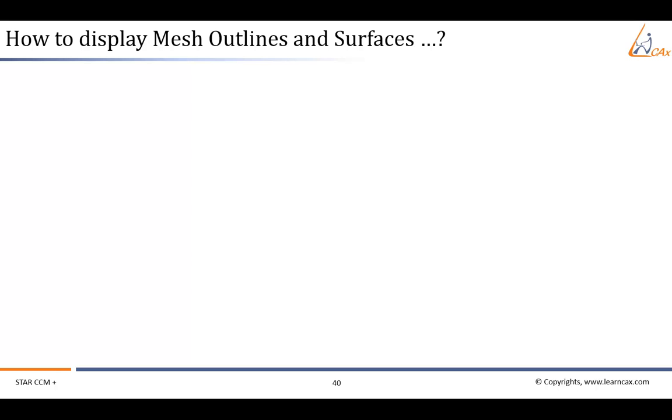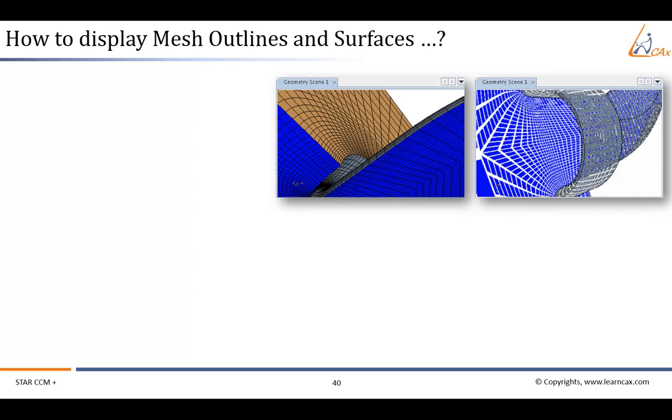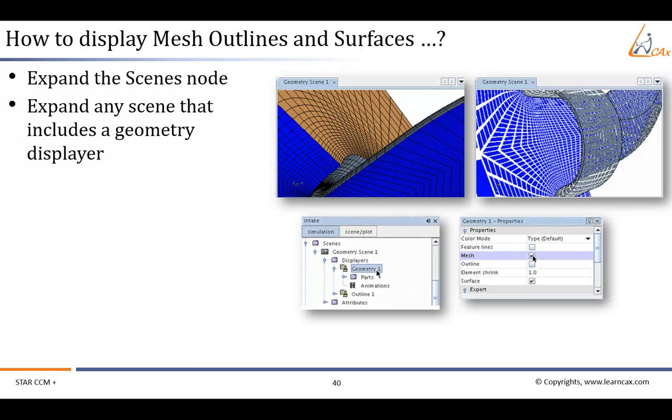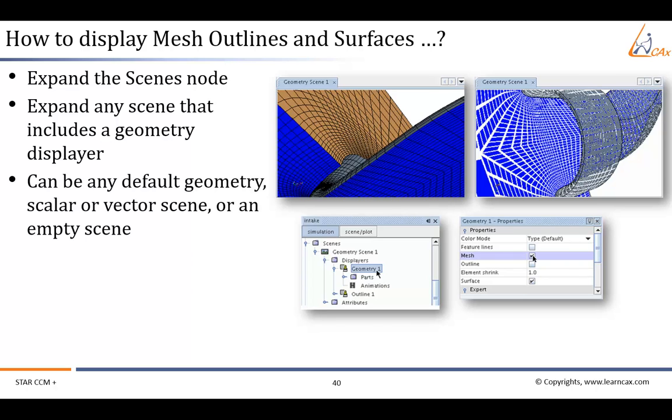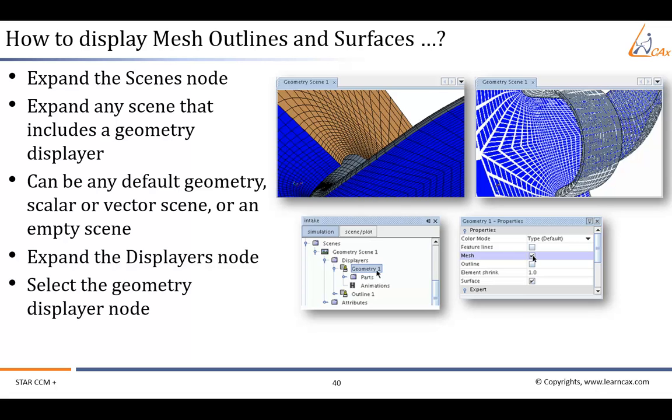Let us now see the mesh displayer. We can display the mesh on the surface of any part in a geometry displayer. Expand the Scenes node and expand any scene that includes a geometry displayer. This can be any default geometry, scalar or vector scene, or an empty scene in which we create a geometry displayer. Expand the Displayers node and select the Geometry Displayer node. The Display Mesh property of the Scalar Displayer works in the same way.